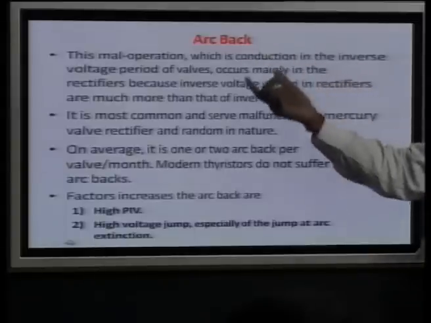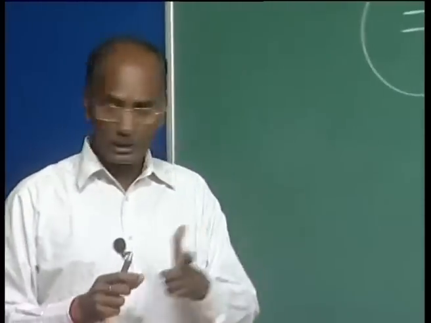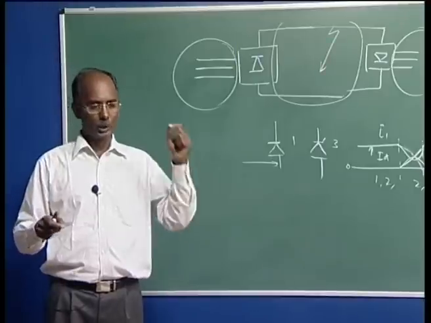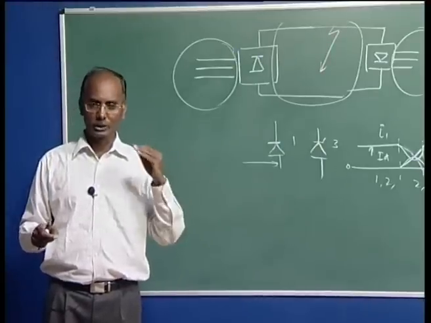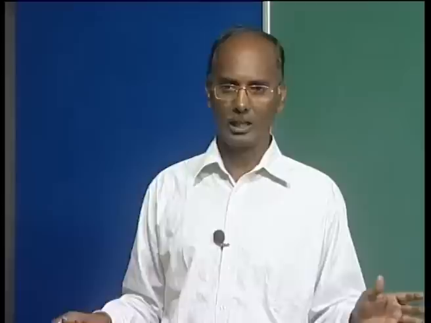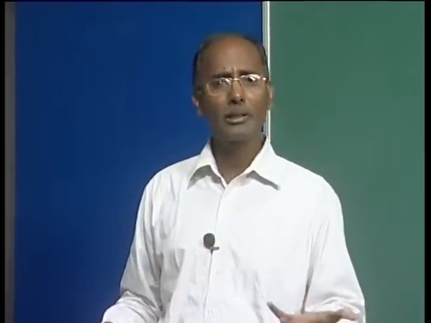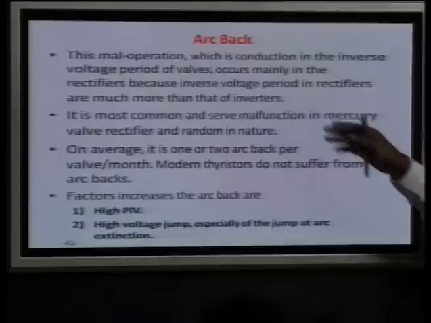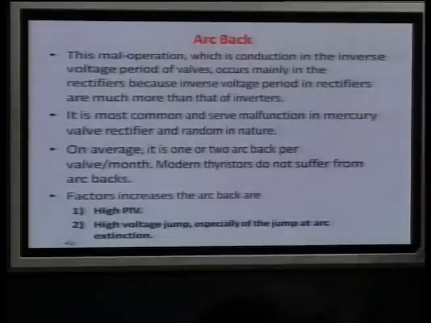So, this arc back occurs in the rectifier station, and as I said, it was happening when it was the Mercury arc valves. Because in thyristors, if the voltage is negative, even though your gate pulse is there, the chance of conduction is very rare, almost nil. This is a property of a thyristor: it will only conduct if the voltage across it is positive and the gate pulse is available. That is why it was happening in the Mercury arc valve, but in modern thyristors and GTOs it is not so common.